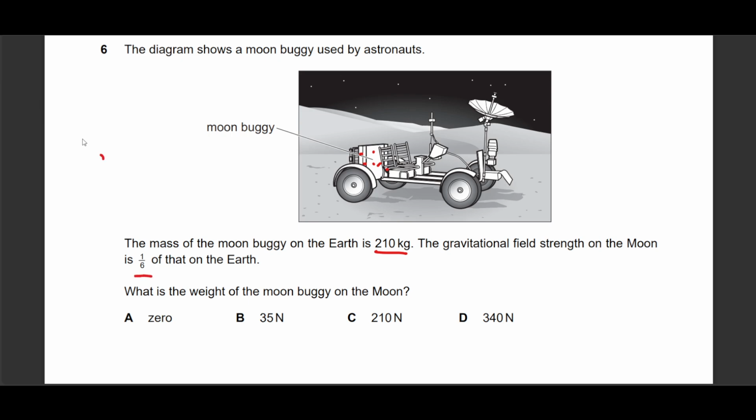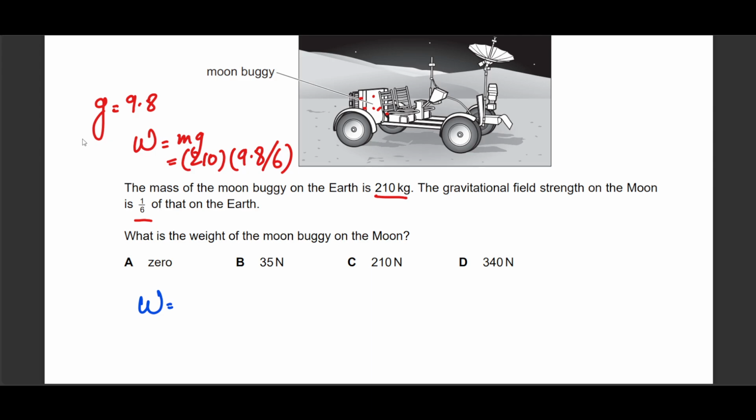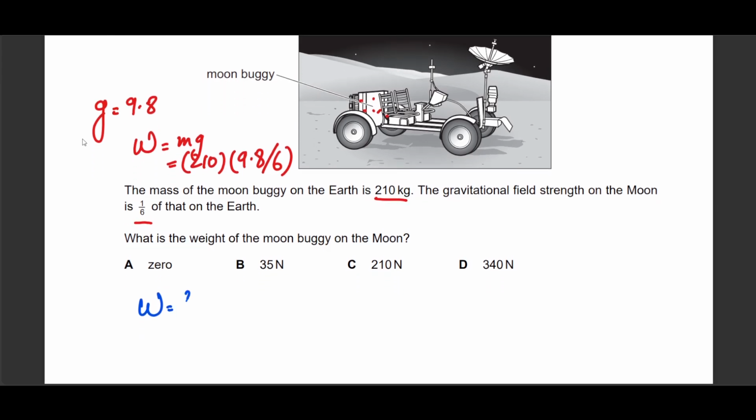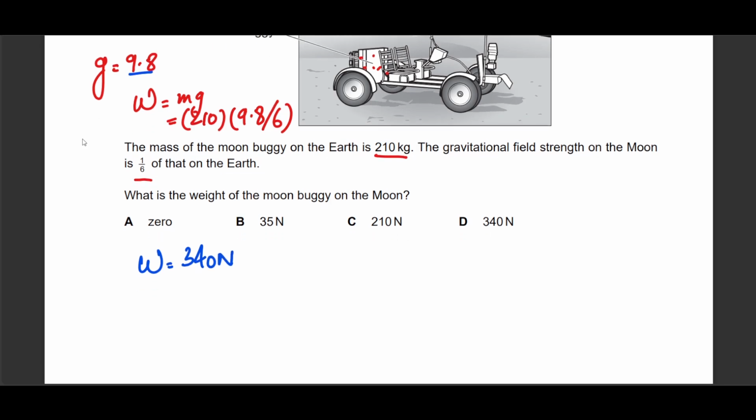Okay, so if the gravitational field strength of the Earth is 9.8 according to the new syllabus, then we can find the weight. That would be mg. Mass, since it doesn't change, will be 210, and g, which is 9.8, but since you're on the moon, it is actually divided by 6 in the new scenario. So weight over here will come out as 340. This is 340 newtons. Please remember that it is not 10 anymore. It's going to be 9.8.